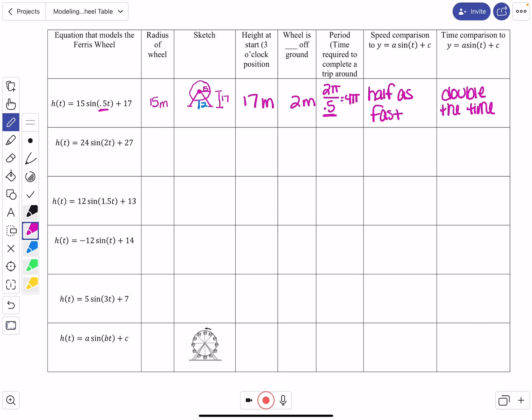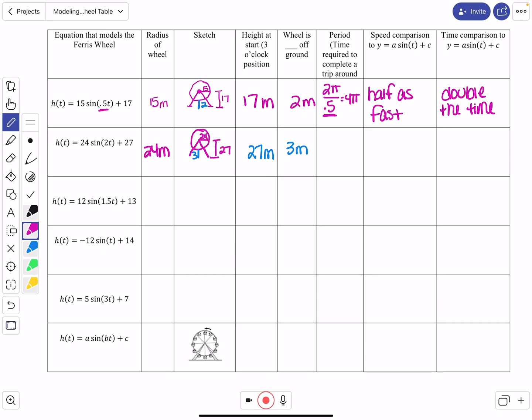Okay, so on our next one here, we know that 24 meters is our radius. If I draw my picture, from here to here I know is 24. My total height is 27. So I know I have to add 3 to get to 27. So I know my wheel is 3 meters off the ground, and my total height is 27 meters.